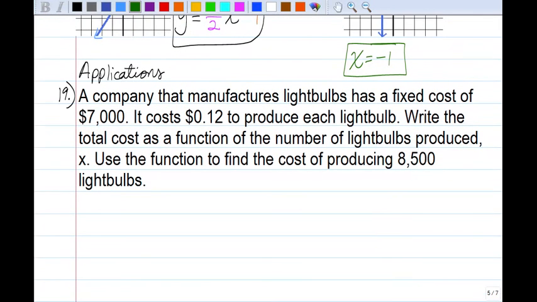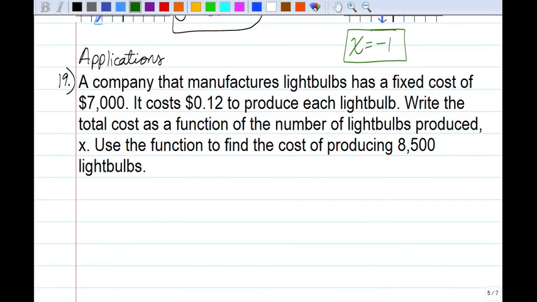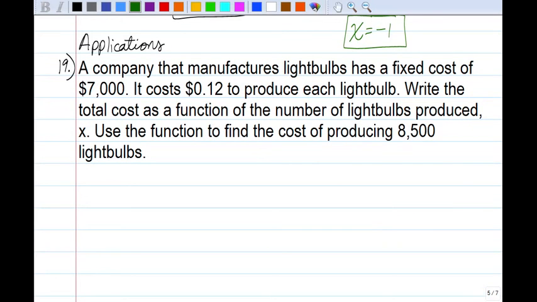All right, so now since this is a business math class, let's go ahead and look at some business applications. Number 19 says that a company that manufactures light bulbs has a fixed cost of $7,000. It costs 12 cents to produce each light bulb. Write the total cost as a function of the number of light bulbs produced, x, and use the function to find the cost of producing 8,500 light bulbs.